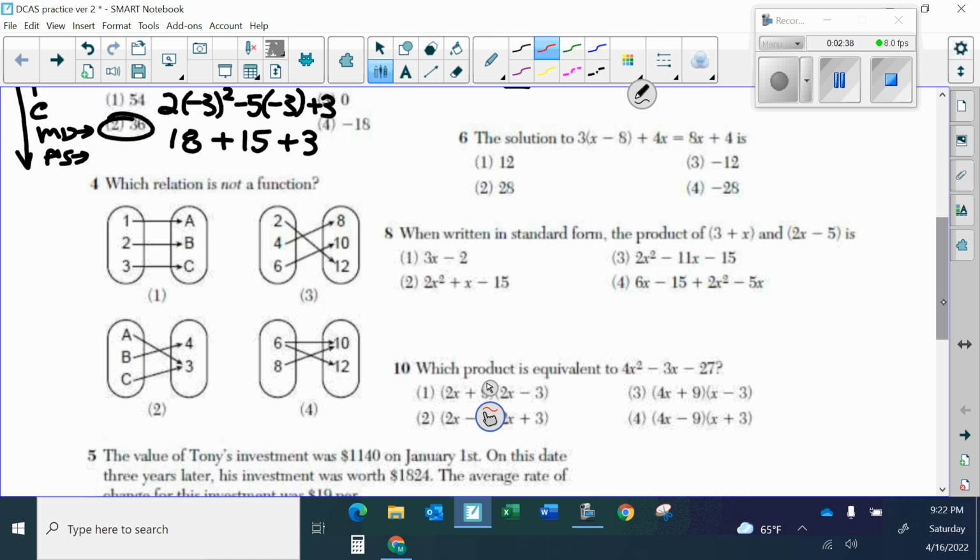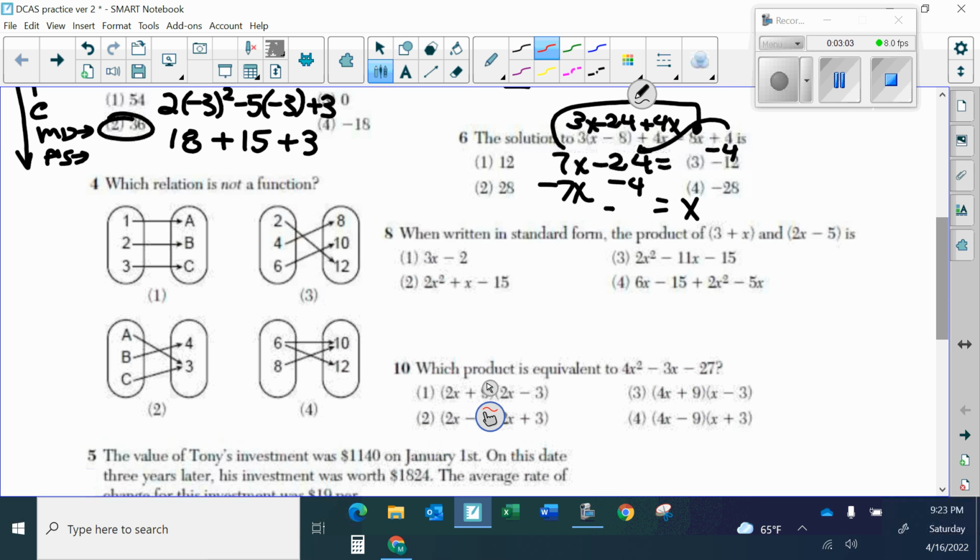Number 6 over here. What's the solution to this? Okay, so again, we distribute. Get 3x minus 24 plus 4x, combine like terms. 7x minus 24 equals the 8x plus 4. We want to take the smaller variable over to the bigger side, so we're going to subtract the 7x across, which means the constant's going the other way. Subtract the 4 across. And I get x equals negative 28 right there.